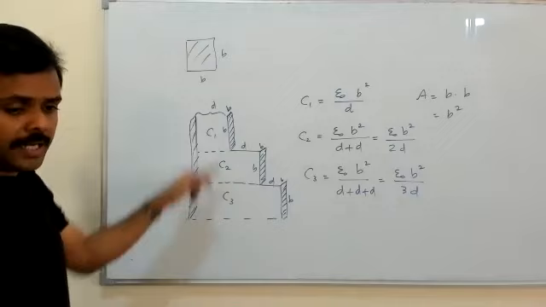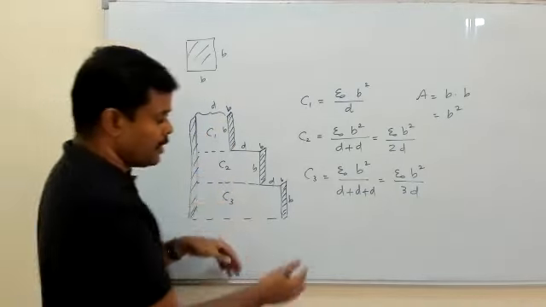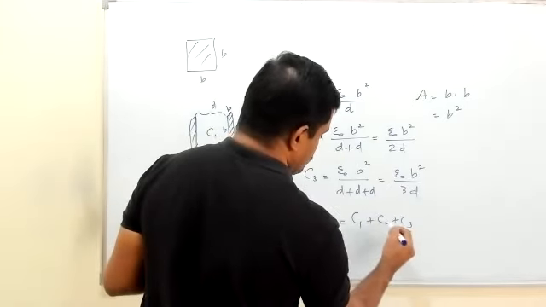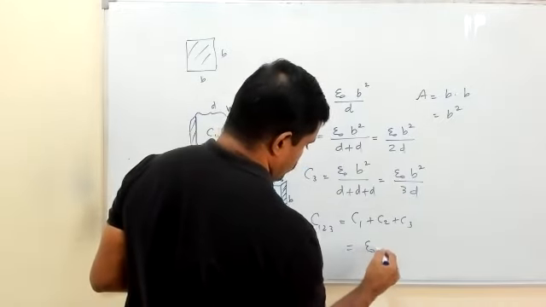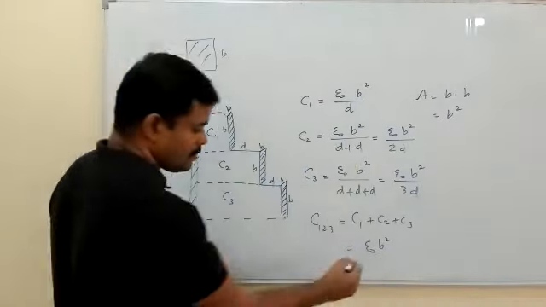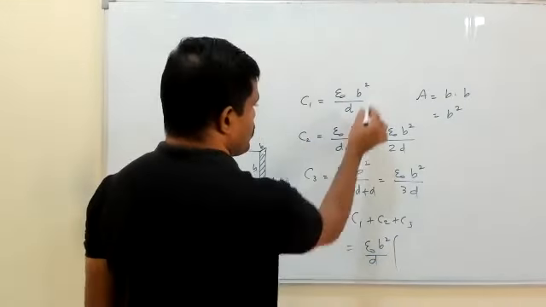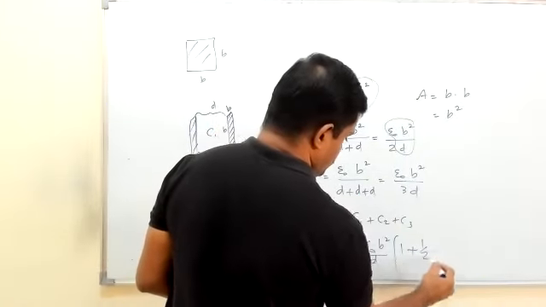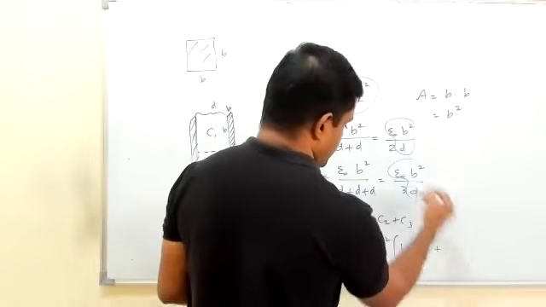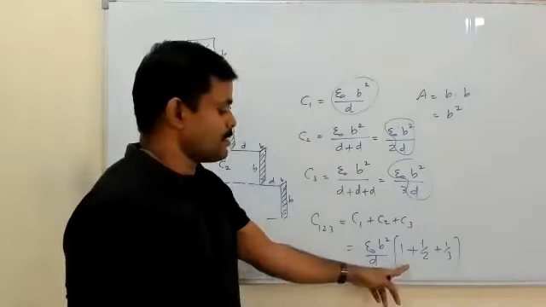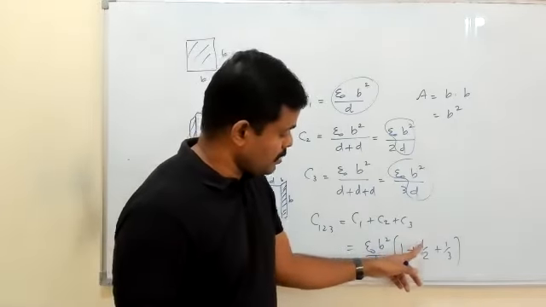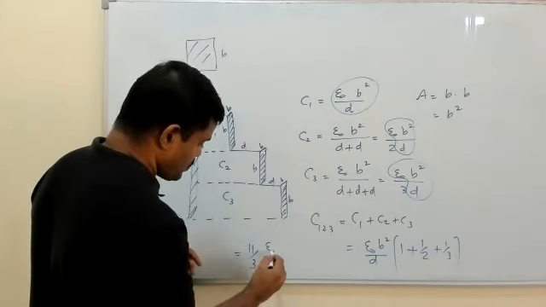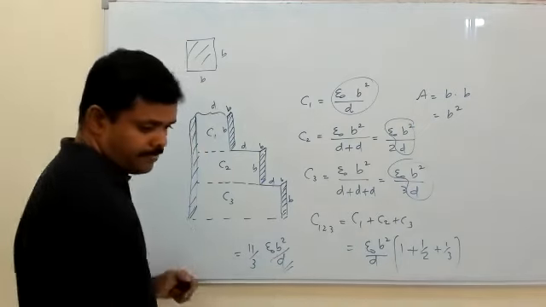Now these are in what? These are in parallel combination, top, bottom. Okay, top, bottom, it is parallel combination. So C1, 2, 3 will be C1 plus C2 plus C3. Tell me, then epsilon 0 B square by D is common to all, right? Only 1 remains, 1 by 2 remains, 1 by 3 remains. So it is 1 plus 1 by 2 plus 1 by 3. 6 is the LCM. This is 6 plus 3, 9 plus 2, 11. 11 by 6. So the final answer is 11 by 6 epsilon 0 B square by D. Understood?